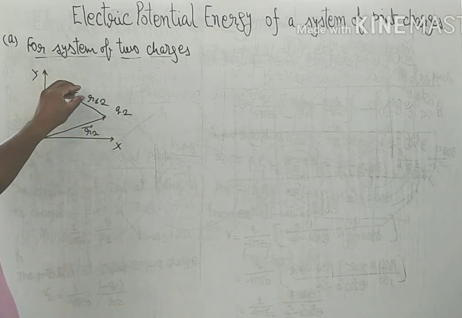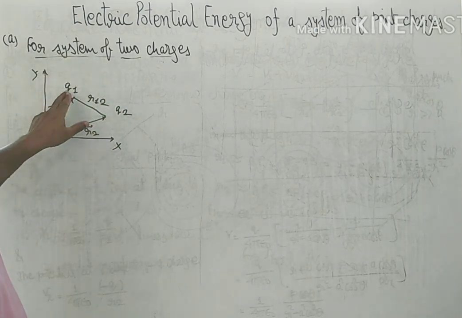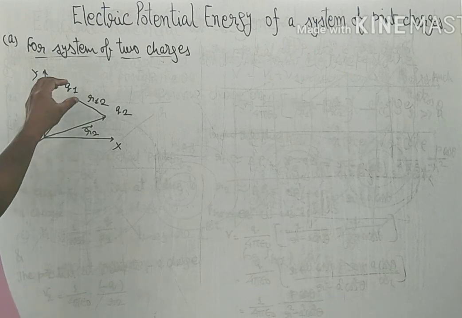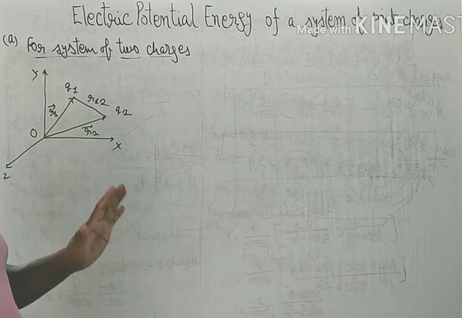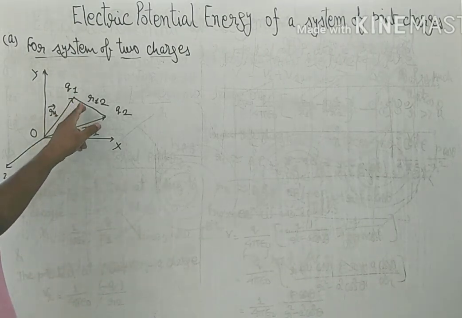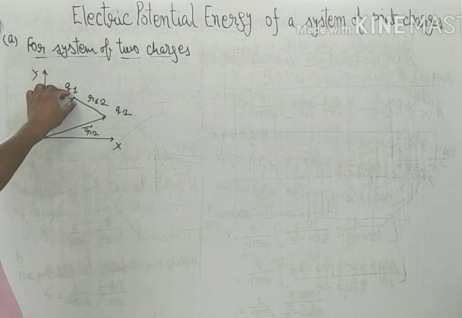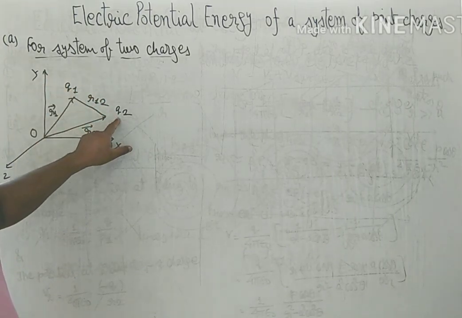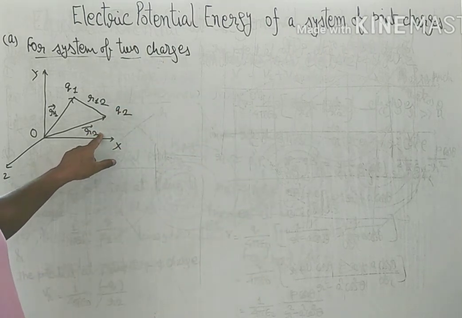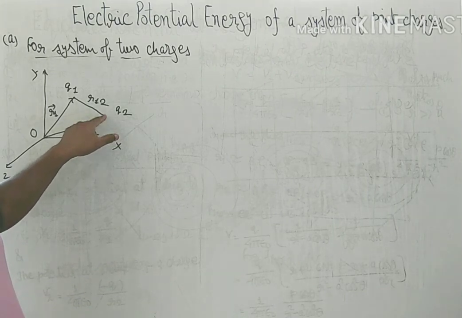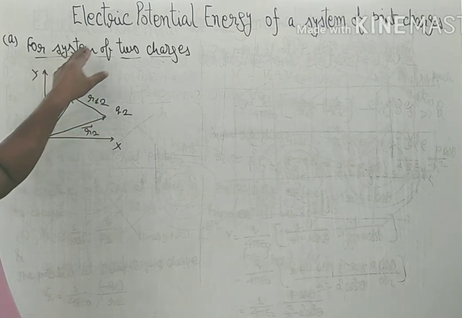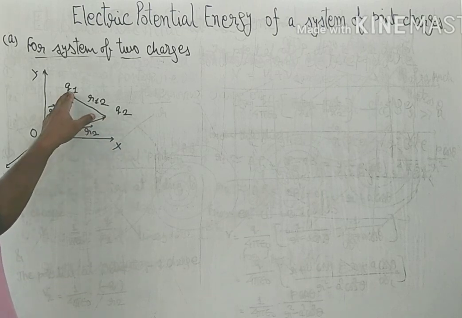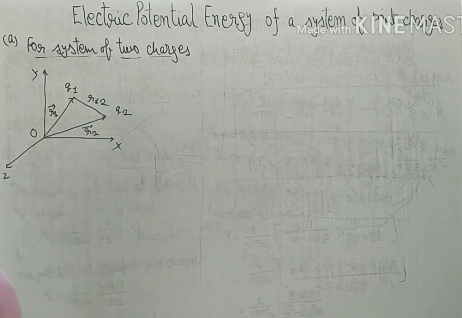For this q1 charge, when the space is empty, in that empty space q1 will be brought from infinite distance to the point r1. As no electric field exists, there won't be any work done in establishing q1 at r1. Now this q1 charge will create its own electrostatic field, and in that field the charge q2 is being brought from infinity to r2. So obviously there will be work done. That work done will be the electrostatic potential energy.